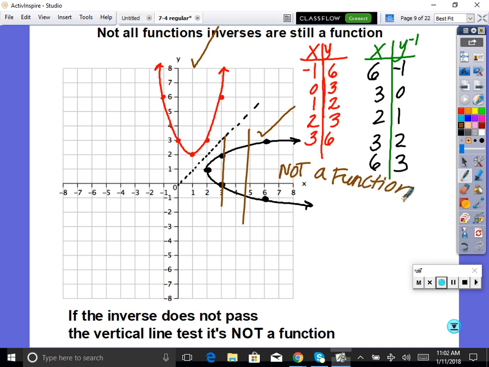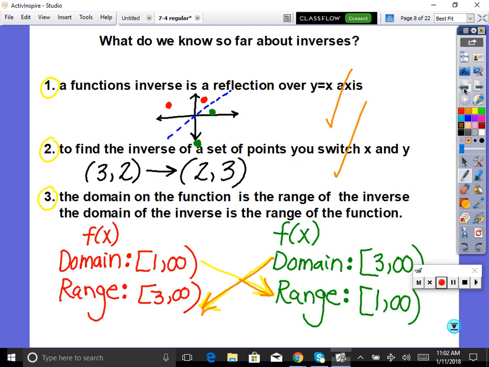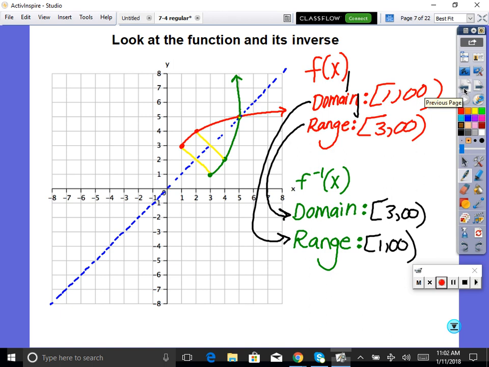Now that doesn't always happen. It's not that the inverse is never a function. A lot of times it is a function. I'm going to direct your attention back to this example. Wasn't this a function? Doesn't it pass the vertical line test? It doesn't double dip. And doesn't this pass the vertical line test? It doesn't double dip. So this one and its inverse are functions.